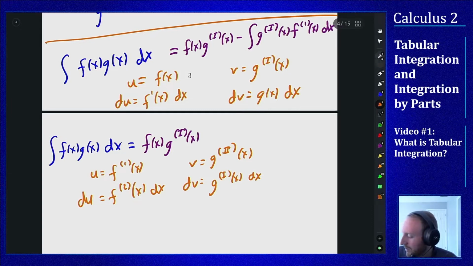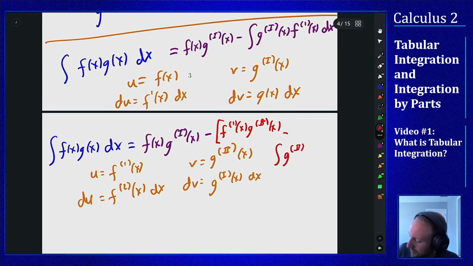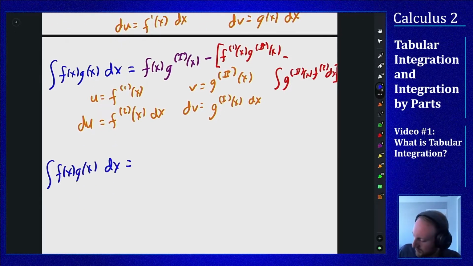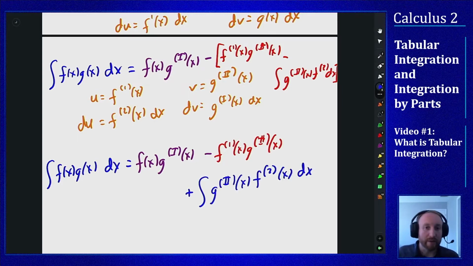Remember that I have this minus sign here that I'm carrying through, so I will see that minus sign and then uv minus the integral of v du. G second integral, f second derivative dx. And if I distribute my minus sign, I will see this. I have my first term still, minus the second term, and the remaining integral, which has a plus sign because there's two minus signs involved. You can keep going with this process.